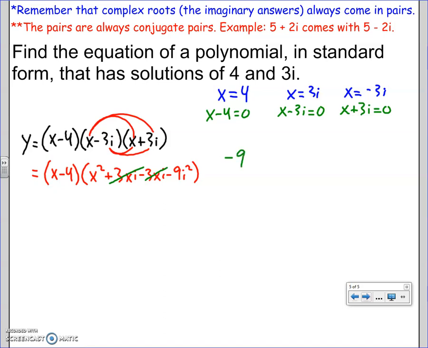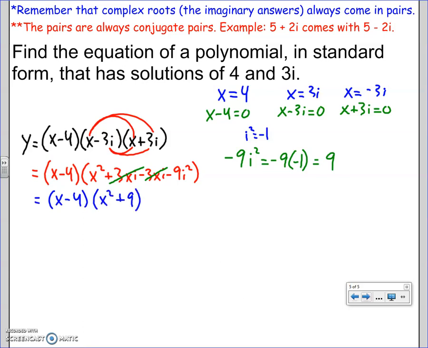So negative 9i squared is really negative 9 times negative 1, because i squared equals negative 1. So write that in case I forgot. So really, this is positive 9. So what we're at now is x minus 4 times x squared plus 9.